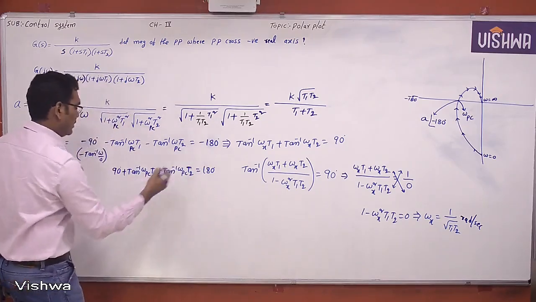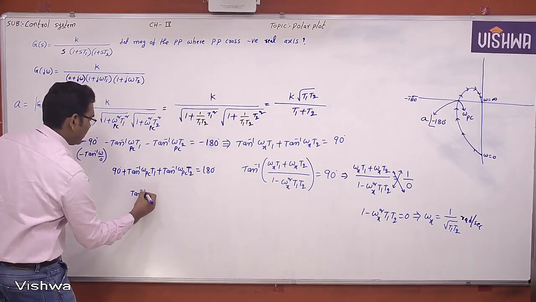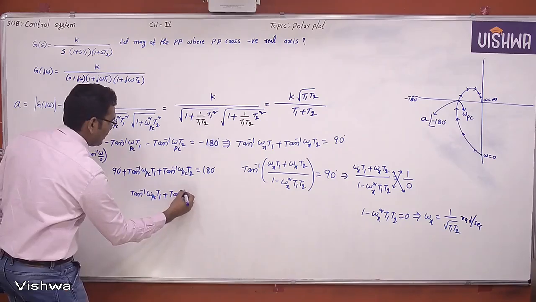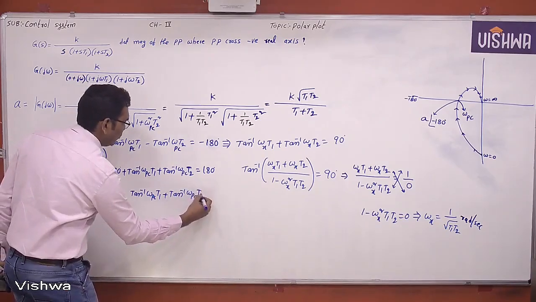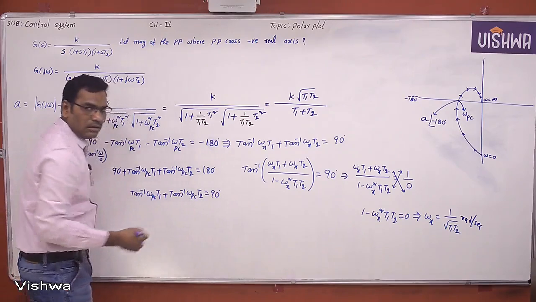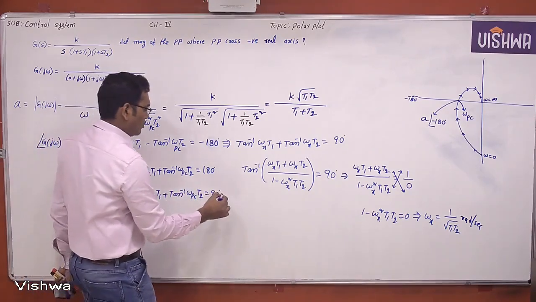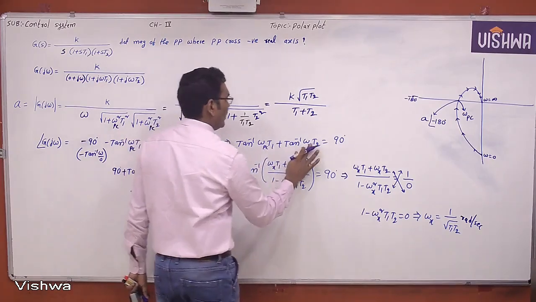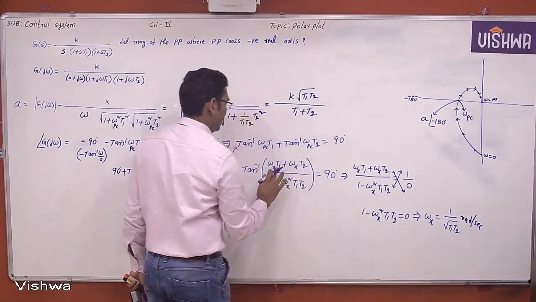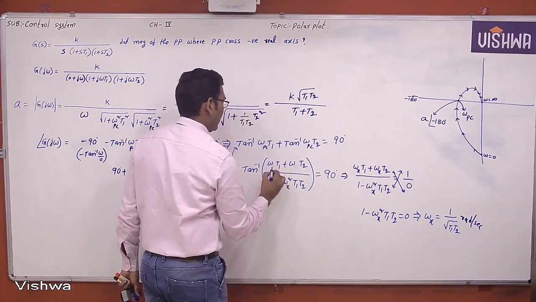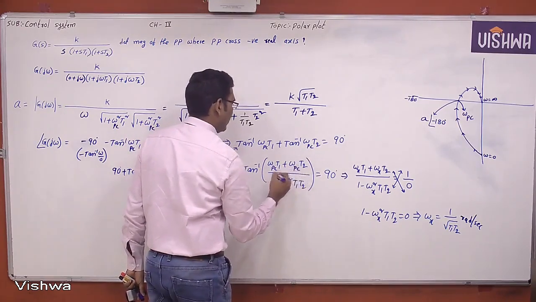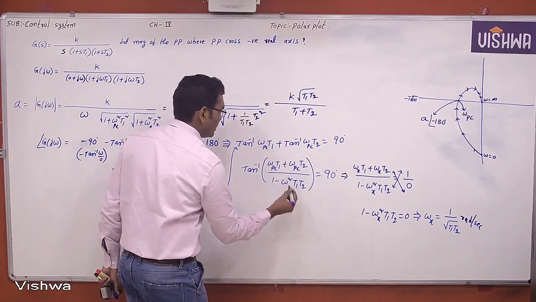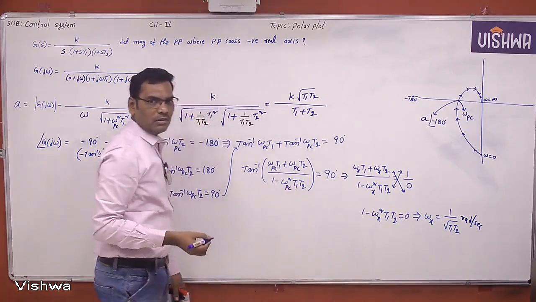So if this is 90 degrees, tan inverse of omega pc t1 plus tan inverse of omega pc t2 is equal to 90 degrees. So this will be the same: tan inverse a plus tan inverse b equals tan inverse of (a plus b) by (1 minus ab), which is equal to 90 degrees.